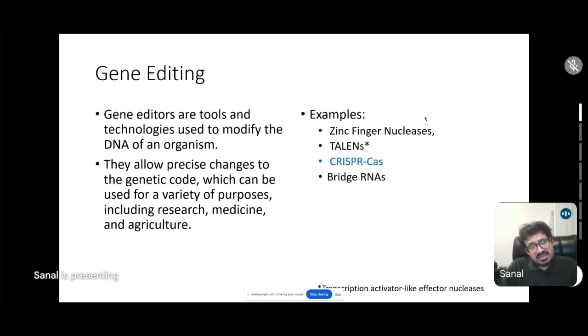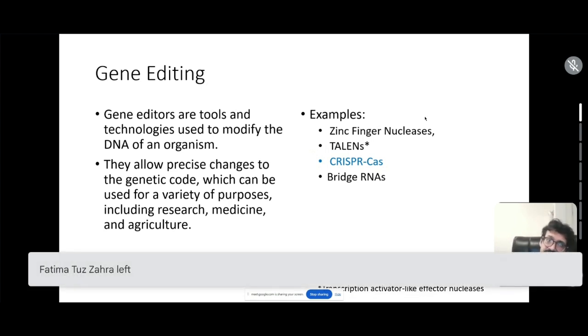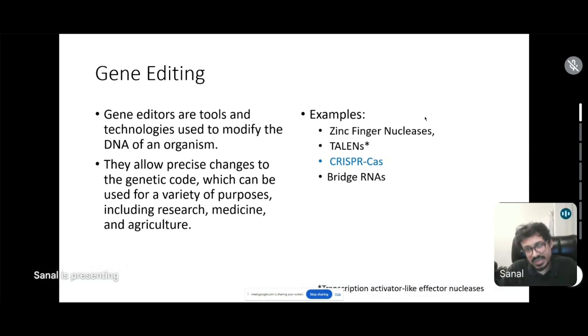Now, I will go into gene editing. Gene editors are tools and technologies used to modify the DNA of an organism. They allow precise changes to the genetic code, which can be used for a variety of purposes, including research, medicine, and agriculture. Commonly used gene editing tools are zinc finger nucleases, TALENs, CRISPR-Cas, bridge RNAs, and meganucleases. All these are examples of gene editing tools.